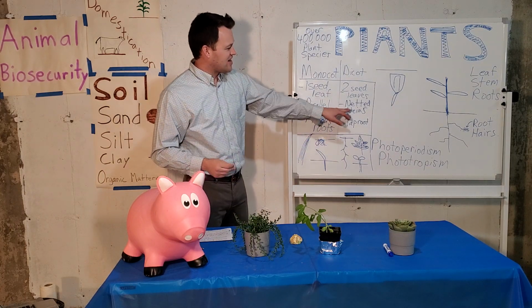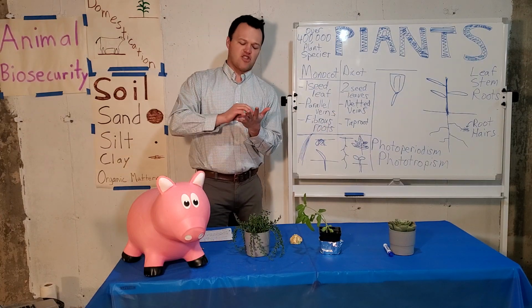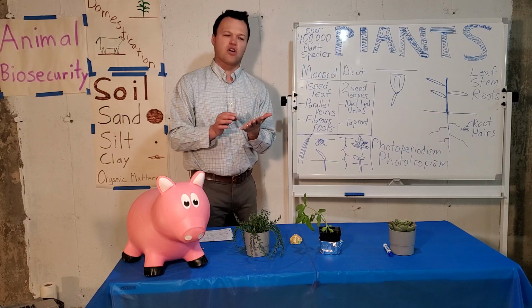All right, and then you have the netted veins, which if you look at your palm, a lot like our blood vessels, where they're not parallel, they're crisscrossing, they're going all over.